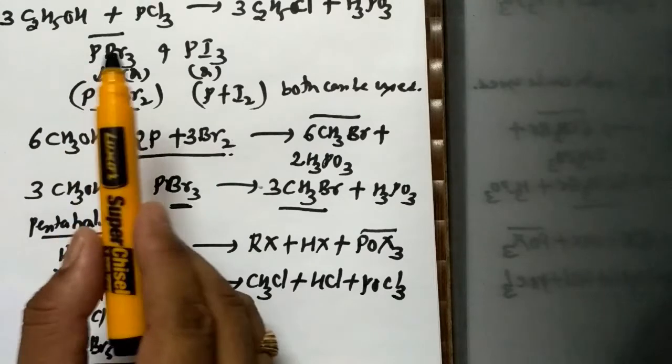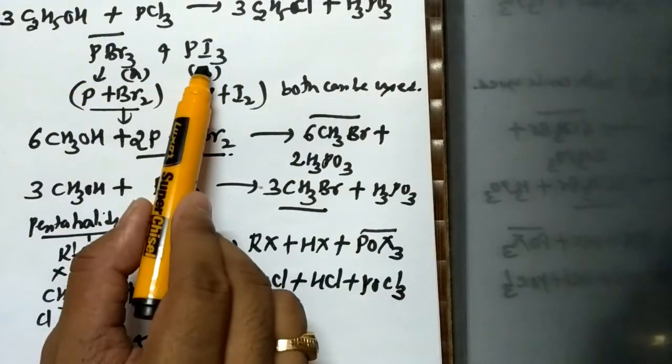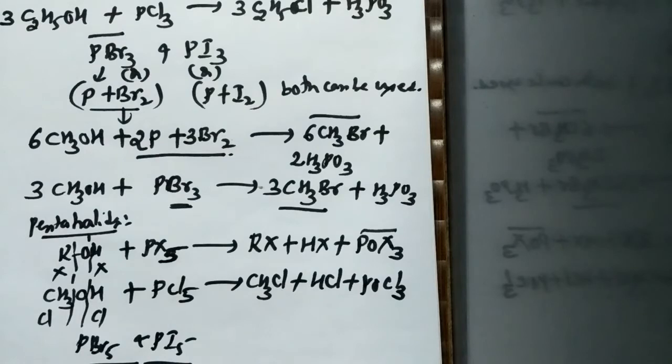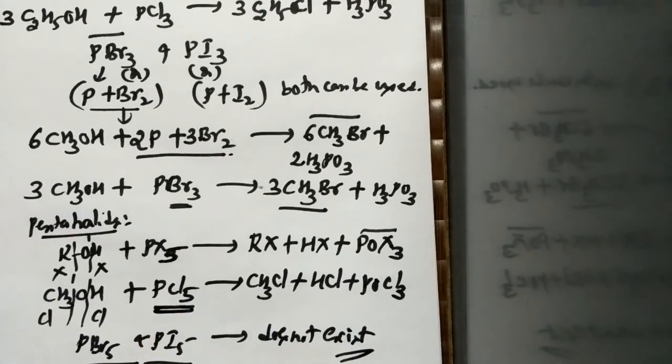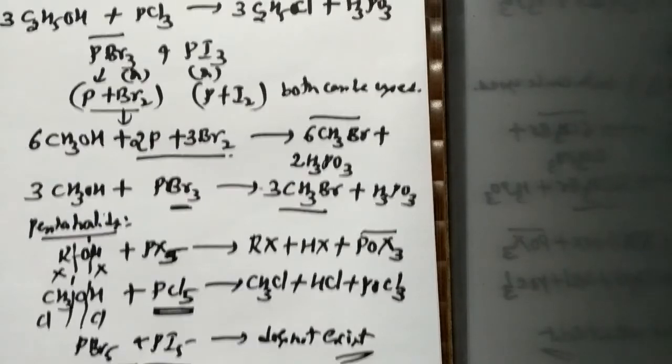As we have taken PBr3 and PI3, suppose we discuss the reactions with PBr5 and PI5. Remember, PBr5 and PI5 do not exist. Only PCl5 can exist during the course of a chemical reaction. This is the entire explanation when an alcohol is made to react with phosphorus trihalides as well as phosphorus pentahalides. When phosphorus trihalides are involved in a reaction, phosphorus acid will be obtained.